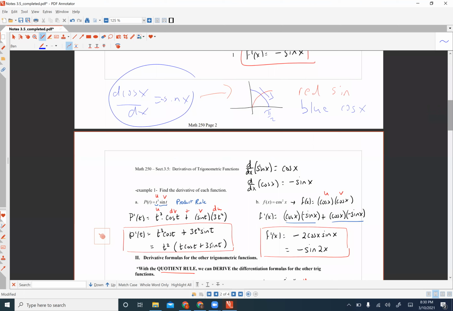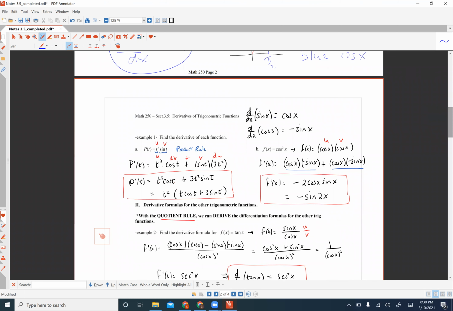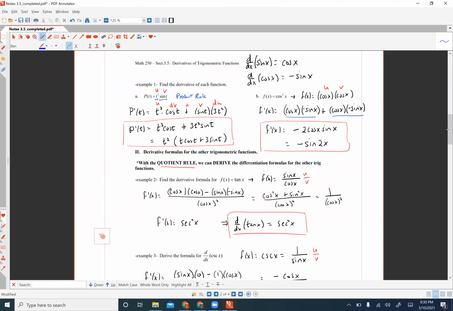And then we can just use the product rule and the quotient rule to get the derivatives of the other trig functions. Then we'll look at a couple of problems in a minute. Tangent is sine over cosine, so we can just use our friend, the quotient rule. You take the derivative of sine, which is cosine, multiplied by the denominator, minus the numerator, which is sine, times the derivative of the denominator, which is minus sine, all over cosine squared, the denominator squared.